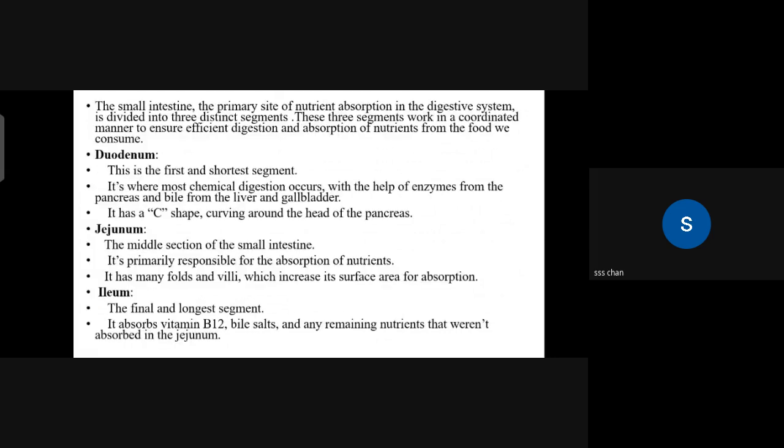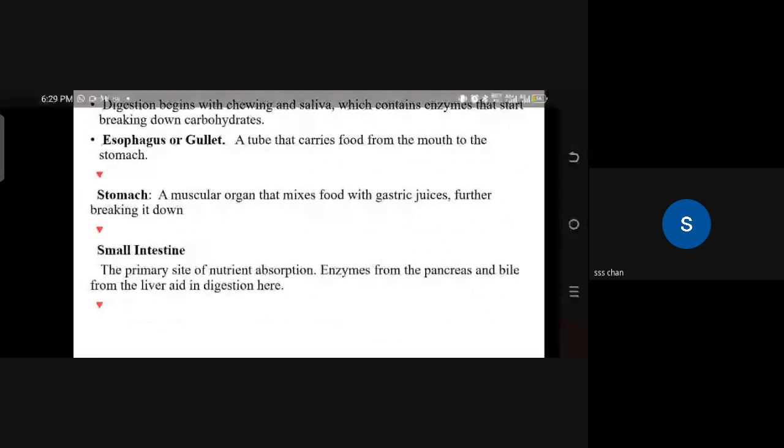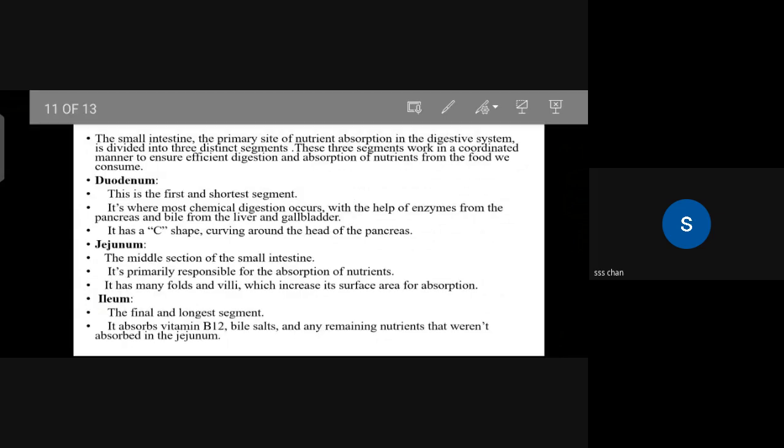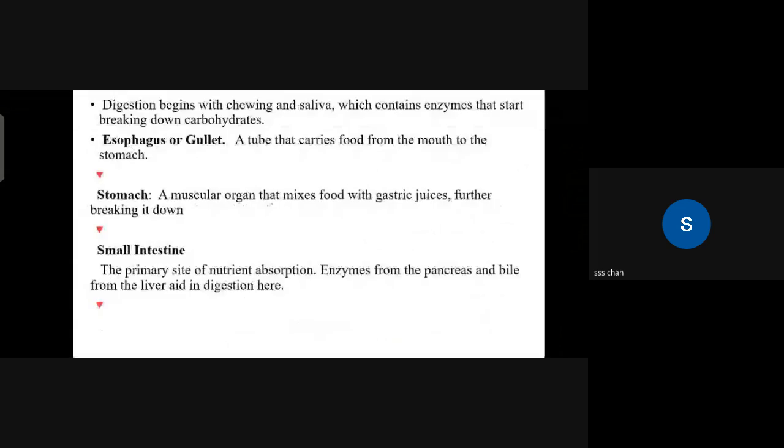Number one is your esophagus, also known as the gullet, which is responsible for carrying your food from your mouth to your stomach. We also mentioned last week that digestion starts from the mouth. Then we have your stomach, which contains gastric juices, and your small intestine, where absorption takes place through the help of enzymes and your bile.